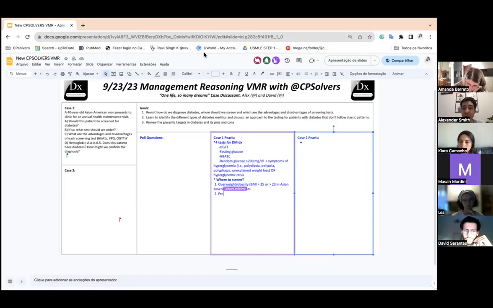So given all that information, I'd love to know what anybody's thoughts were about question B. Maybe anybody from room 2, the room that Hans and David were in, any thoughts about questions B and C, what some of the advantages and disadvantages of different screening tests are, and which one you might want to implement for this patient?